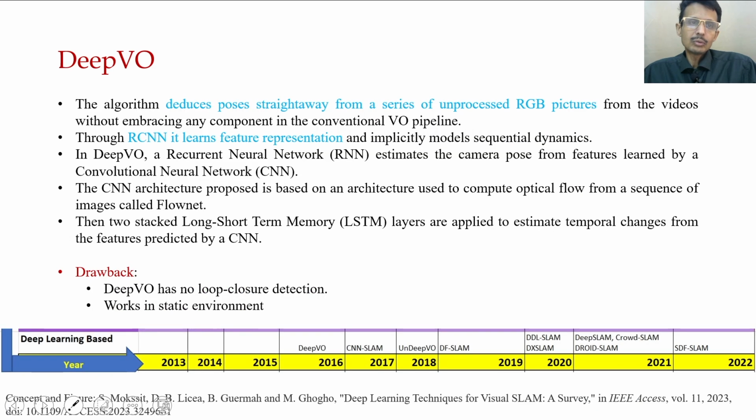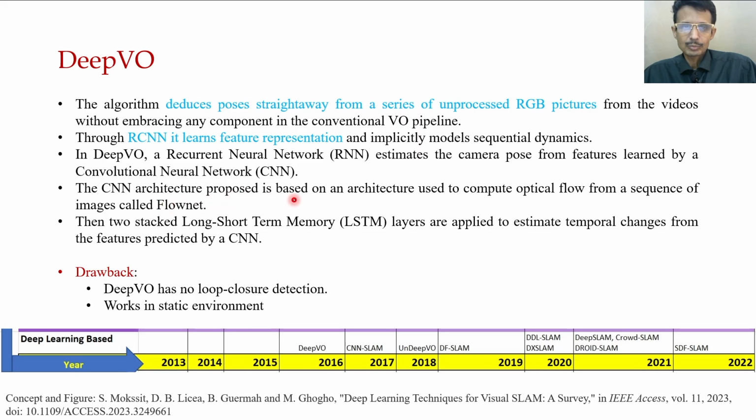Okay. Now we are going to discuss different deep learning based models for visual SLAM. You can say in 2016 DeepVO first came. This algorithm deduces the pose straight away from a series of unprocessed RGB pictures from the videos without embracing any component in the conventional VO pipeline. Through the RCNN, it learns the feature representation and implicitly models the sequential dynamics. In DeepVO, the RNN, recurrent neural network, estimates the camera pose from features learned by a convolutional neural network.